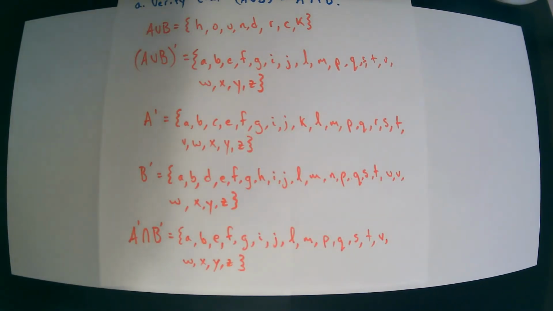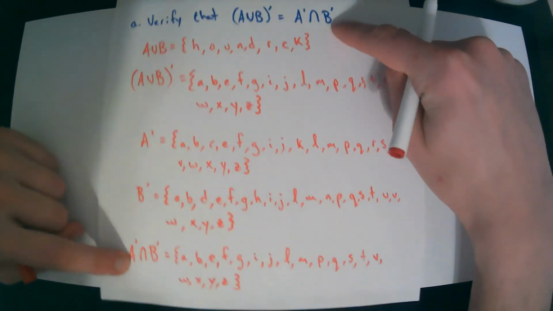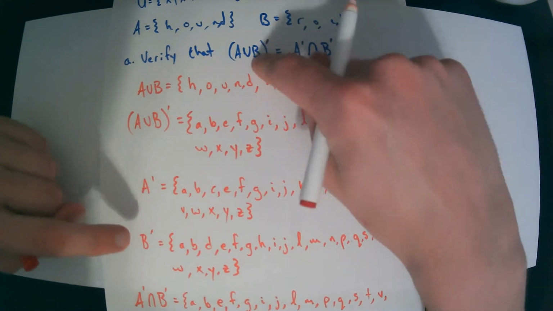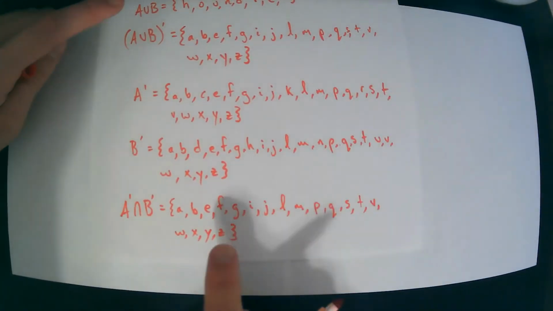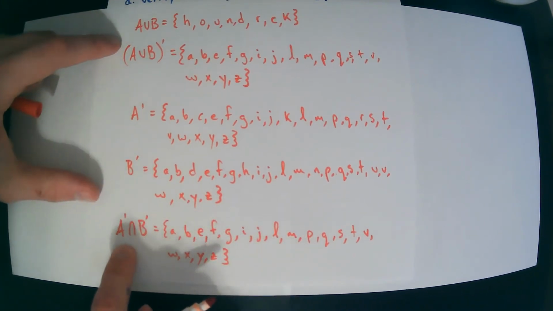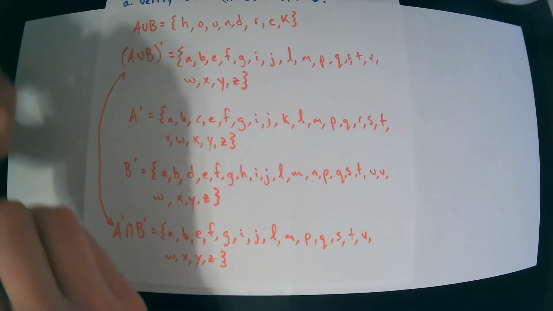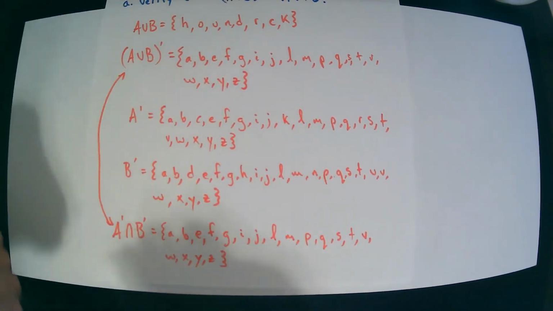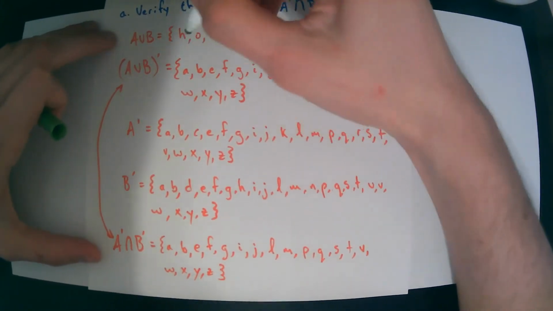So, what I have is my right-hand side of De Morgan's laws right here, and my left-hand side of De Morgan's laws right here. Are these 2 sets exactly the same? Is this exactly the same as that? Here's what I'm going to do. I'm going to go like this.